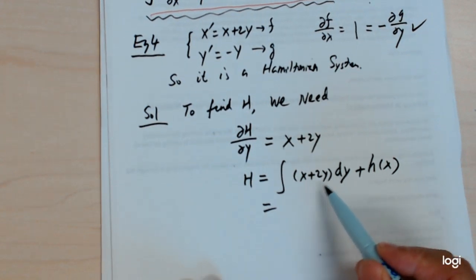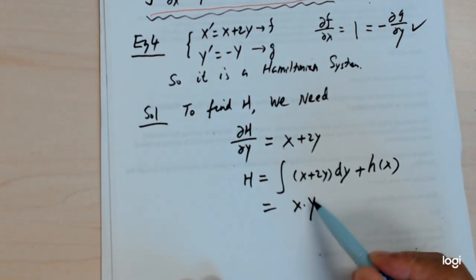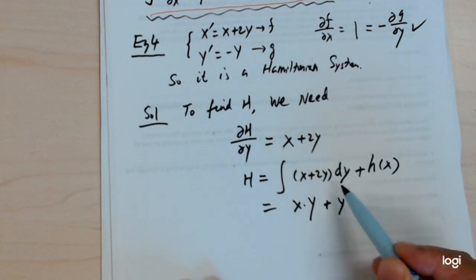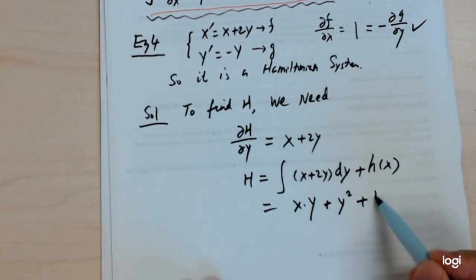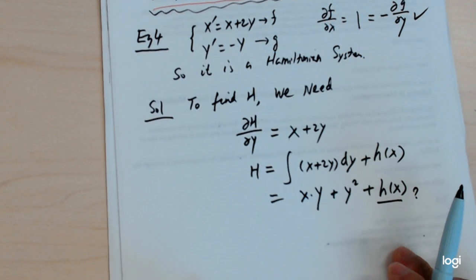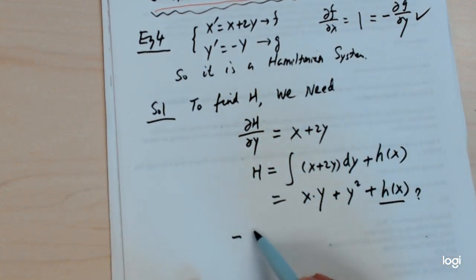Integrate this with respect to y, you get x times y. Treat x like a constant. Integrate this, you get y squared. And h of x is something that we need to further decide. And then from the second equation, I have the partial derivative with respect to x with a negative sign in front. That'll be the same as negative y.